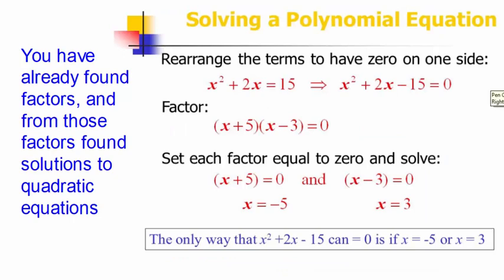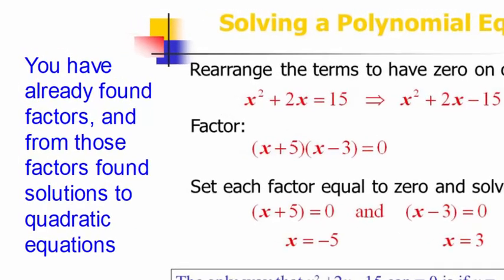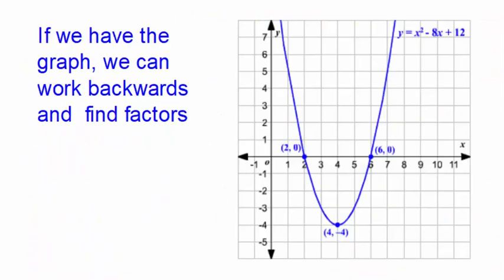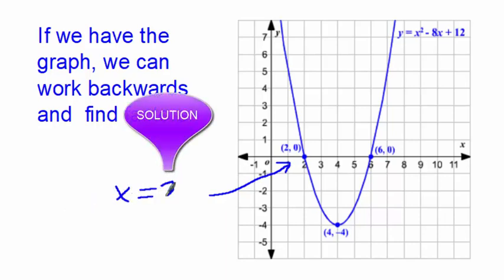So we already know how to factor. And when we factor, we found the 2 things that multiplied to give us C, added to give us B, set them up as factors, set them equal to 0, and solved each of those. If we have the graph already, we can work backwards from the graph and write the factors from where it crosses the x-axis. So right here, it crosses at x equals 2.